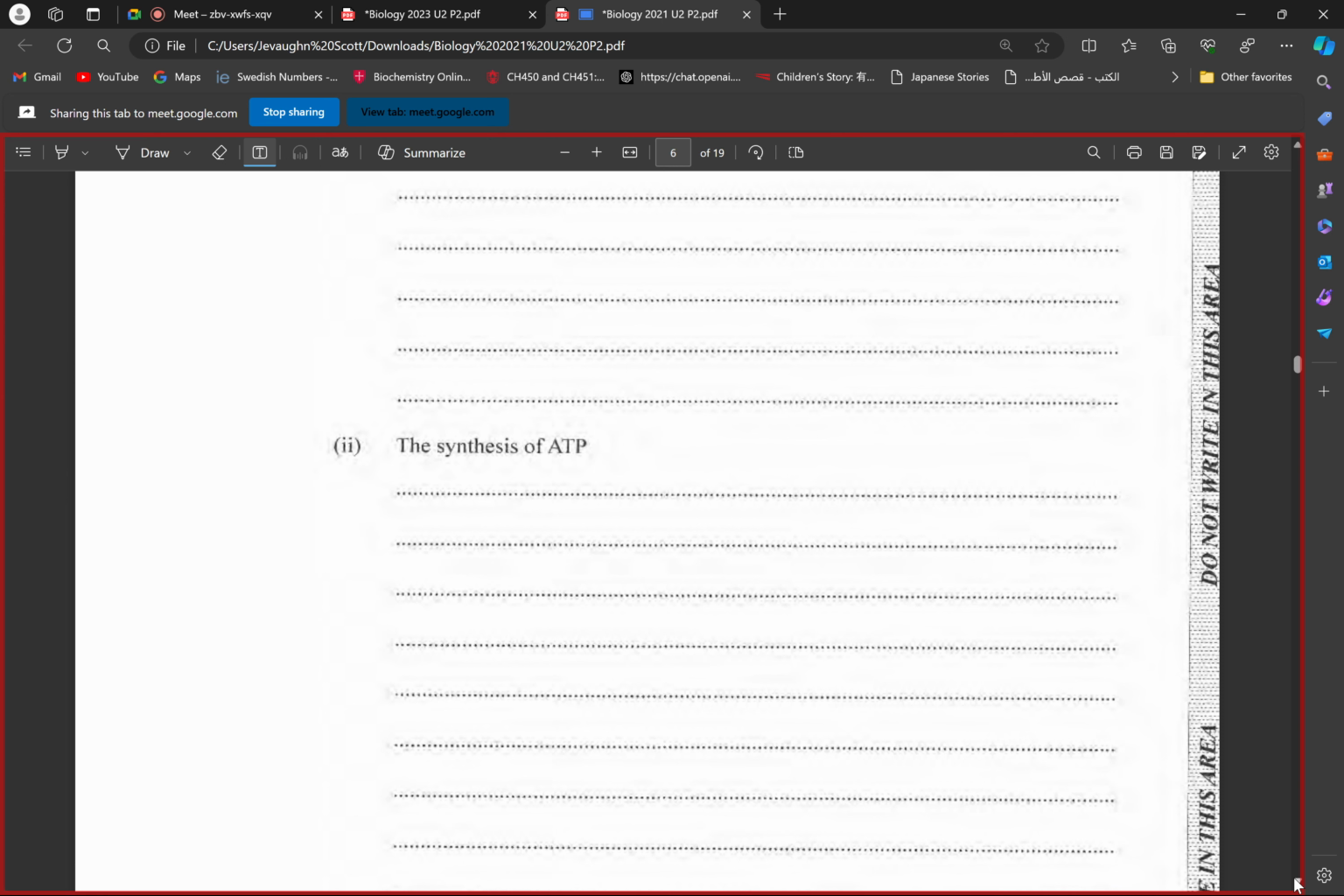What is the role of oxygen? No, what is the role of oxygen in oxidative phosphorylation? And tell me where it is needed. Go ahead.